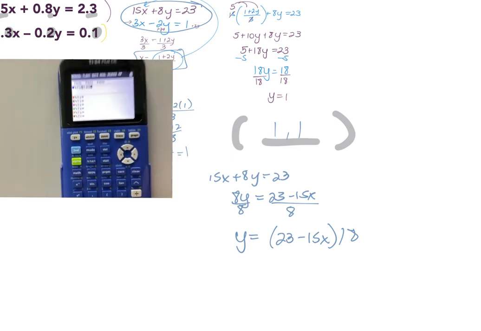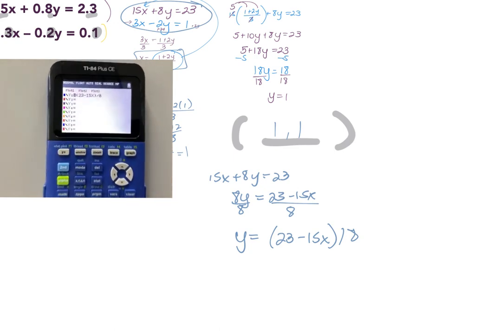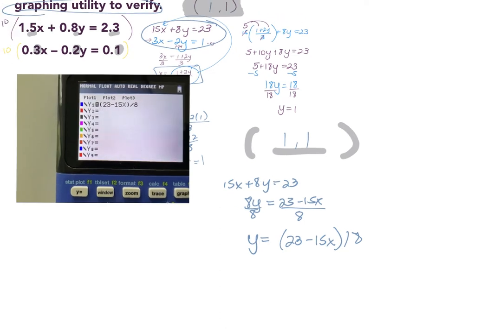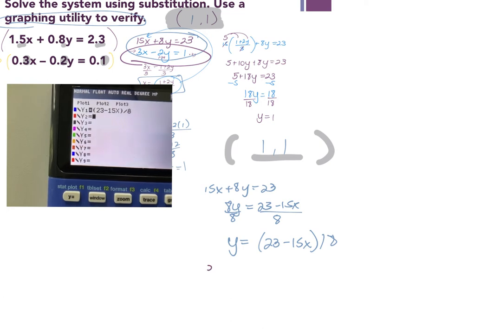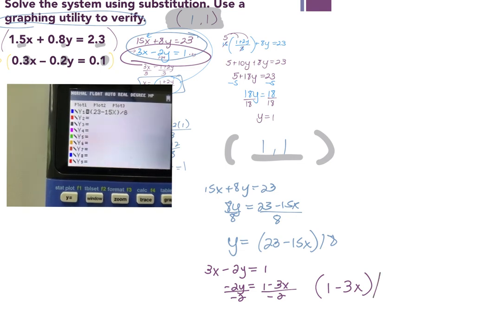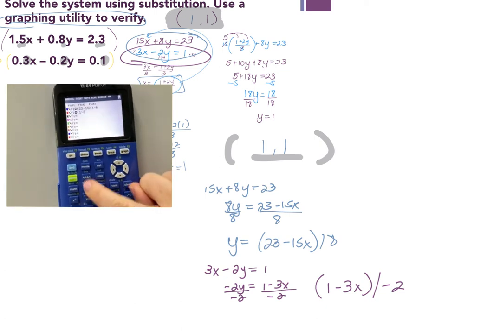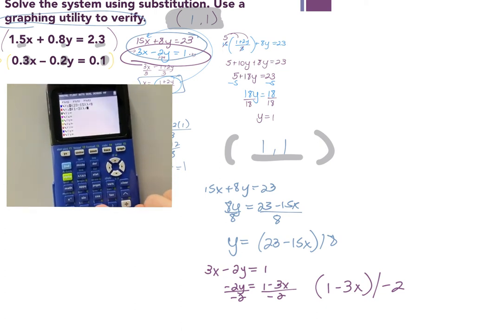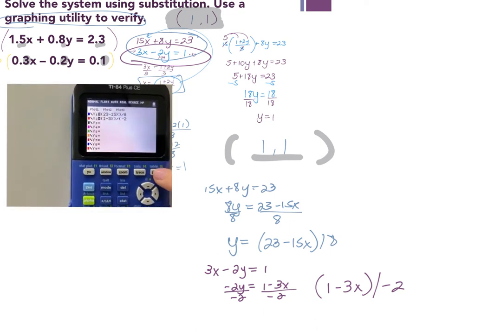23 minus 15x, close my parentheses, divided by 8. That's going to be my first line. Then the second line, and I could have even done this with the decimals. It doesn't matter what you do it with, but if I take this one, 3x minus 2y equals 1, solve it for y. Divide by negative 2. 1 minus 3x divided by negative 2. But I got to group the numerator: 1 minus 3x, divided by negative 2. The negative that's on the bottom has to be the negative. Enter. Now I hit graph.